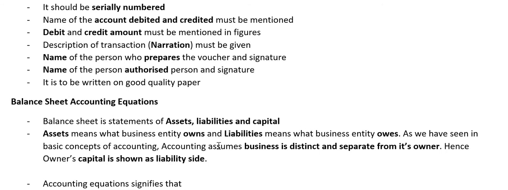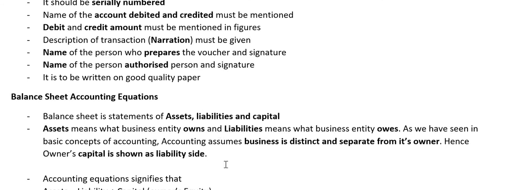We have seen the basic concepts of accounting, in which accounting assumes the business entity concept. What does the business entity concept say? Business is distinct and separate from its owner. Correct. So now capital is also a liability for the business, because the business is a different person and the owner is different. Hence the owner's capital is shown on the liability side.